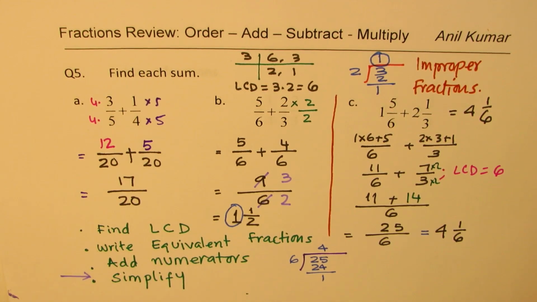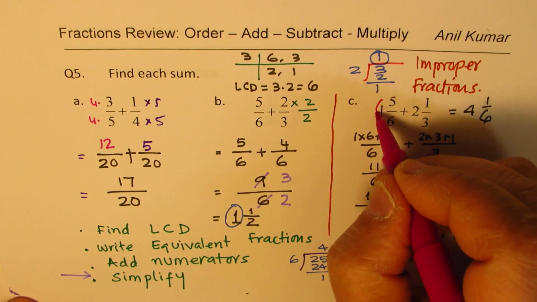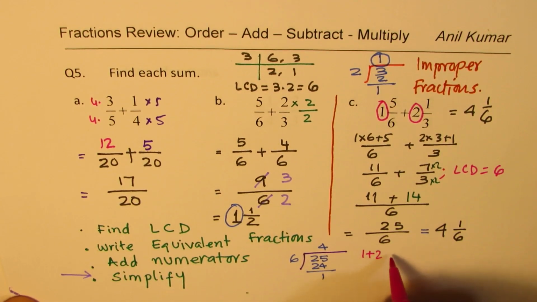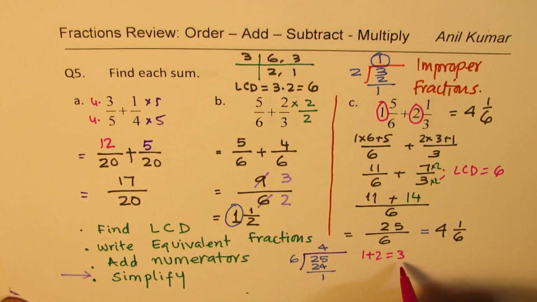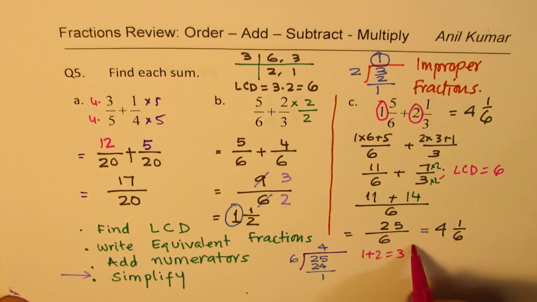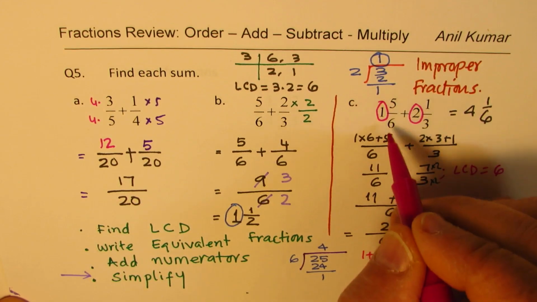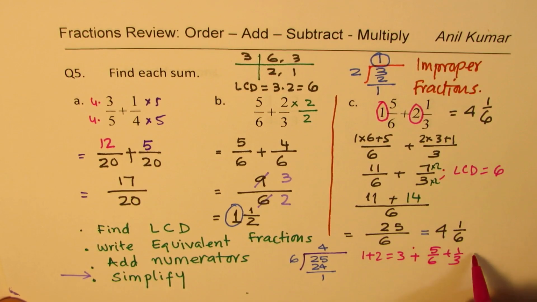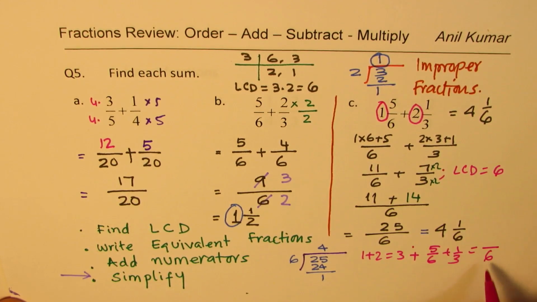Correct? Now, some of you could do something like this, which is, these are whole numbers, right? 1 and 2. So you could say, well, 1 plus 2 is 3. So we got 3 wholes already. And now, what we should add this to? 5 over 6 and 1 over 3. So we'll do 5 over 6 plus 1 over 3. Correct? So when you do this addition, common denominator is 6.